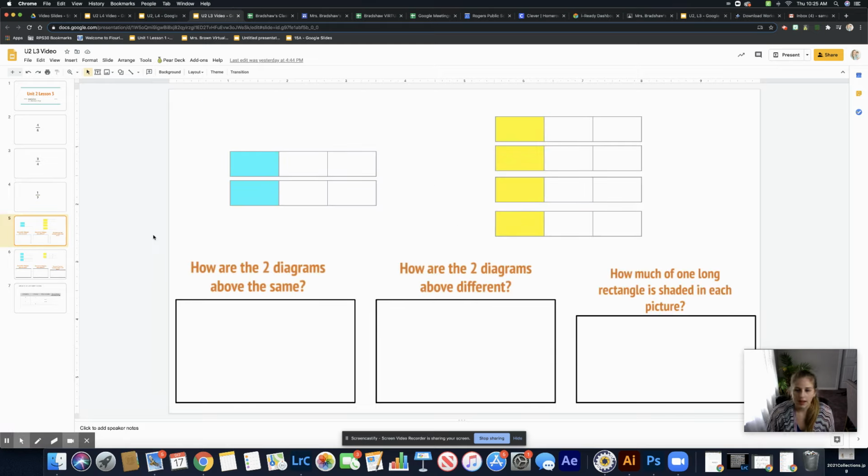So I have 2 diagrams here. I have this one here, the blue, and this one here, the yellow. I want to know, how are these 2 diagrams above the same? How are the 2 diagrams above different? And how much of one long rectangle is shaded in each picture? I want you to pause the video here and see if you can answer those 3 questions.